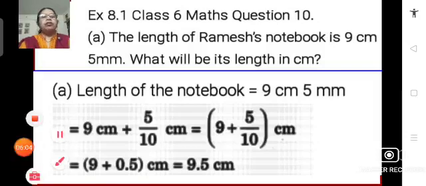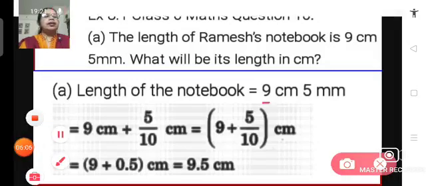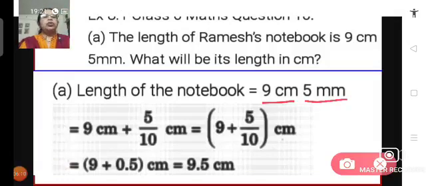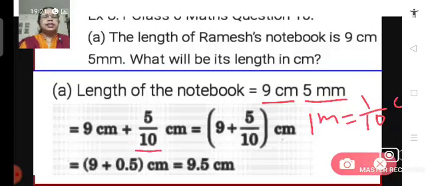So length of the notebook is given 9 cm and 5 mm. Children, we know that 1 mm is equal to 1/10 centimeter, isn't it? So what will be 5 mm? 5 mm will be equal to 5/10 centimeters.